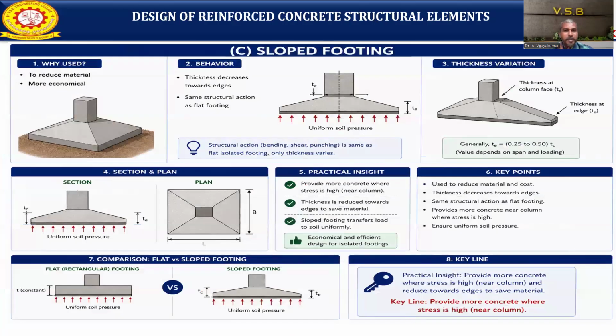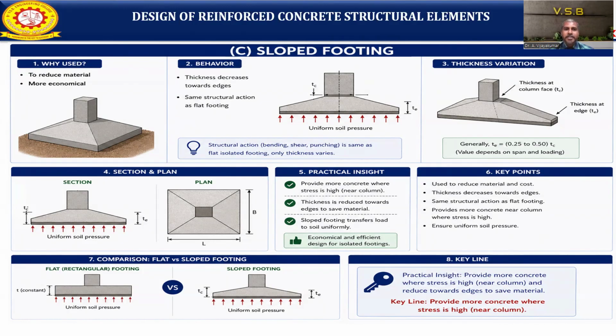And next is the isolated sloped footing. We already discussed where we need to use the isolated footing. When using the isolated sloped footing, we reduce the material, especially the concrete, and it is more economical. In this type of footing, the thickness decreases towards the edges. In the middle, the thickness is high, and at the edges, the thickness is very small.